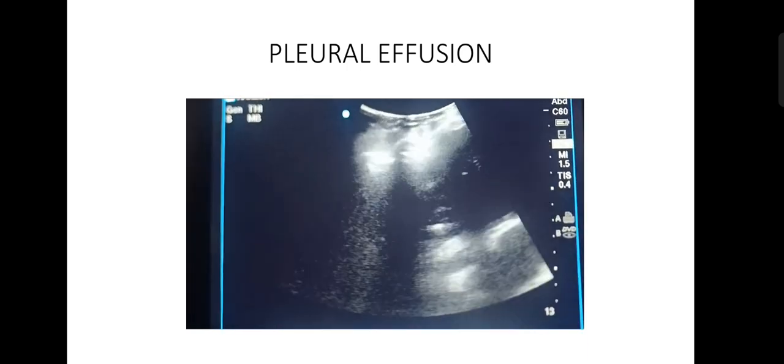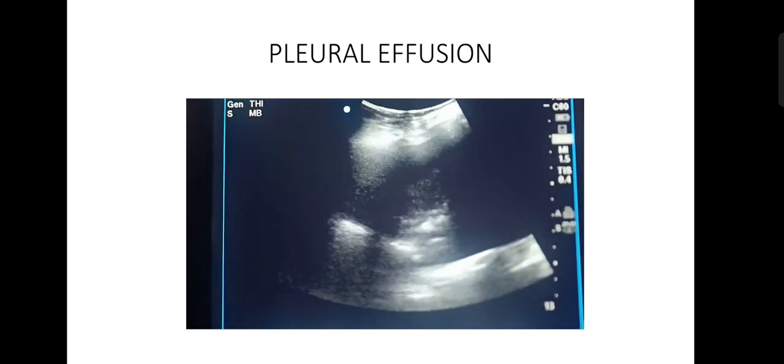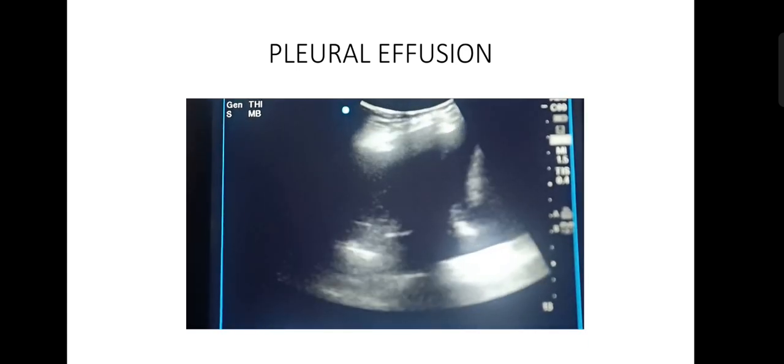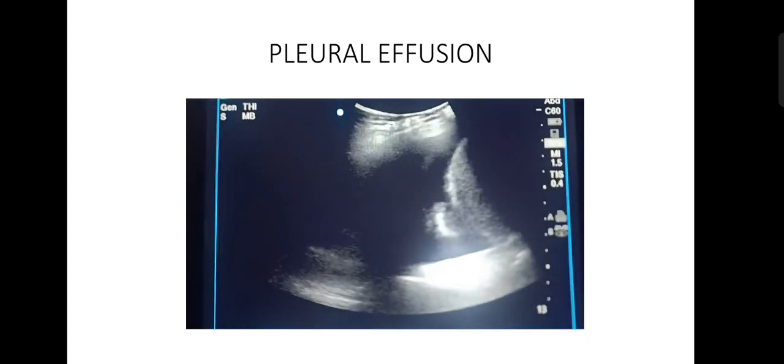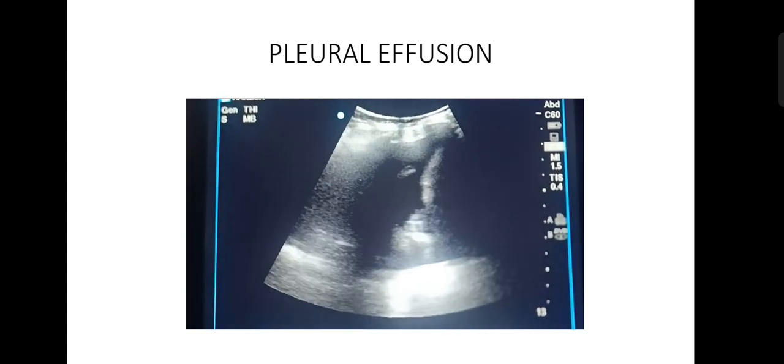So this is a patient who only has a pleural effusion. And if we could call it, it will be considered a simple pleural effusion. This patient has a congestive heart failure with an effusion.